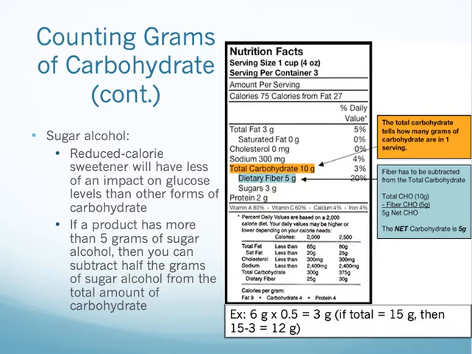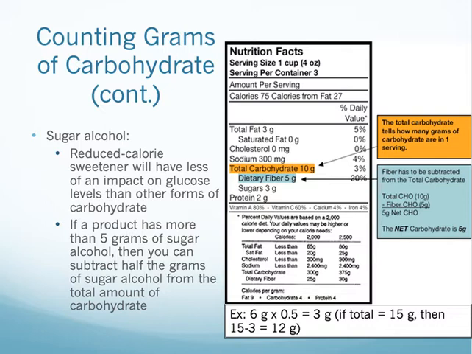For example, if a product has a total of 15 grams of carbohydrates and 6 grams of sugar alcohols, you may then subtract half the grams of sugar alcohol from the total amount of carbohydrate. So 6 times 0.5, or half, would give us 3 grams of sugar alcohol, which could then be subtracted from the total 15 grams of carbohydrates. This gives us a new total carb, or net carb, of 12 grams.